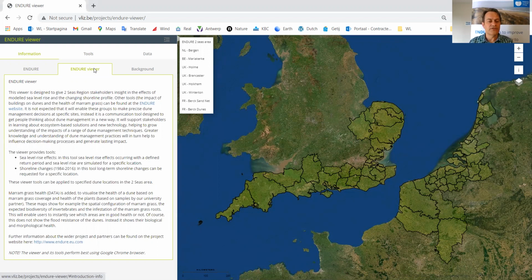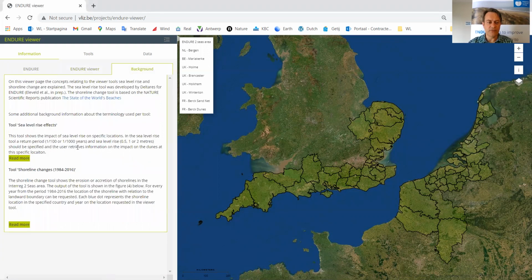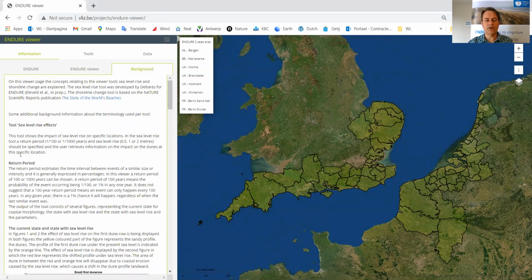And then we have the shoreline changes. In the last 30 years, a trend can be seen whether the coast is gaining sand, is losing sand, is retreating, or is stable. In this background part, we explain more about how we calculate that and which kind of parameters we use. So first of all, the sea level.